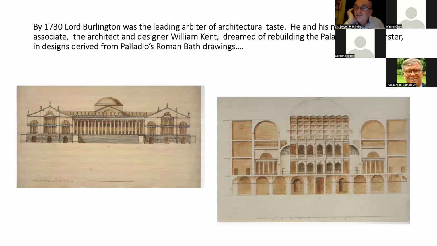And by 1730, Lord Burlington was the leading arbiter of architectural taste. This kind of purified Roman classical architecture, which he was promoting, with Palladio as his source and Inigo Jones as a sort of great British forerunner, was spreading as a fashion amongst the Whig elite. Burlington and his most gifted associate, the architect and designer William Kent, dreamed of rebuilding the Palace of Westminster in designs that are derived from Palladio's Roman bath drawings. And there are a great many of these, and they're very remarkable exercises.